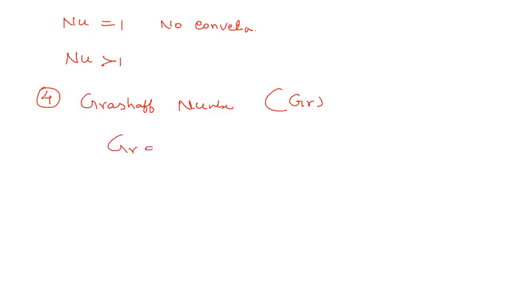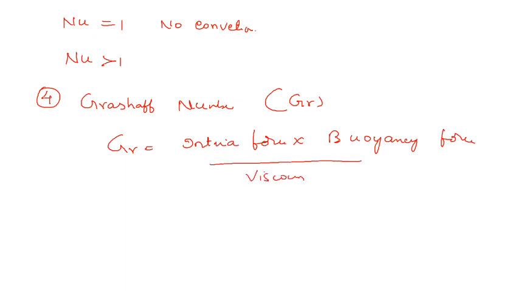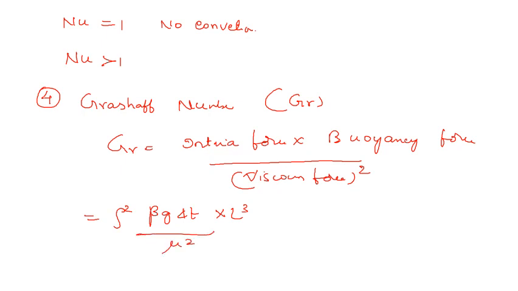So the Grashof number is given as inertia force into buoyancy force divided by the square of the viscous force. In short, we can write this as rho square beta g delta T into L cube by mu square.